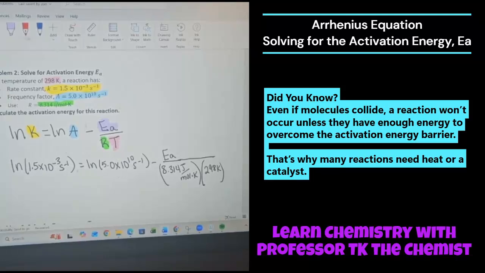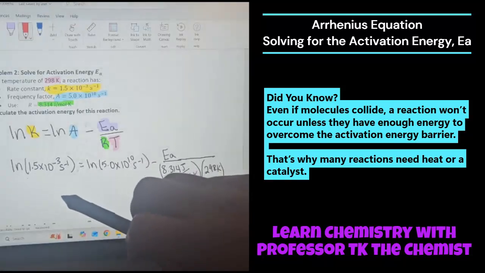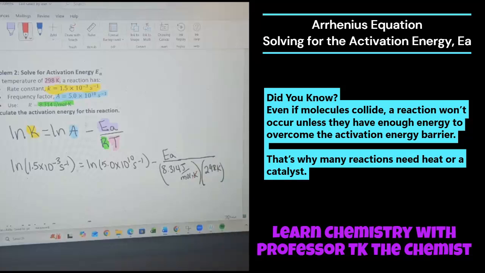All right, we're going to go ahead and get rid of the units that we don't need right here. We don't need the Kelvin, so we slash those. Now let's find out what the natural log of 1.5 times 10 to the negative third equals, and what the natural log of 5.0 times 10 to the 10th is, and what these two numbers multiplied get you. We're going to do all of that right now.